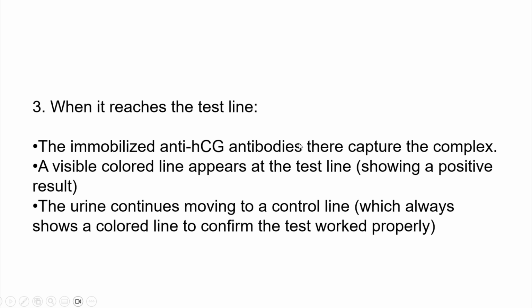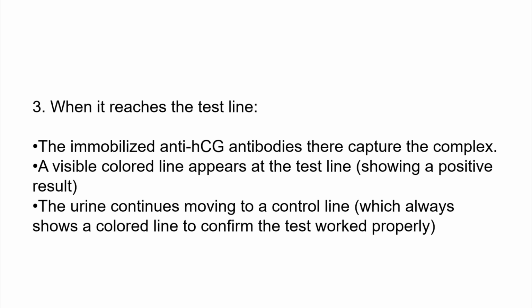So there were the immobilized ones before. We added the urine, which has HCG. That HCG attaches to the mobile ones. The mobile ones move it across up to where the immobilized ones are. The immobilized ones capture it, and because they capture it, a visible colored line appears in the test line, showing a positive result. Also, the standard urine continues moving along to a control line, which always shows a colored line, to show that the test works properly.